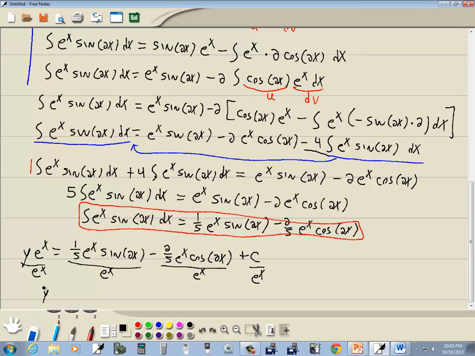Then our answer is going to be y is equal to, those e to the x's cancel. So we've got 1/5 sine 2x minus, those e to the x's cancel, and we got 2/5 cosine 2x plus c e to the negative x. I take that and move it and put it up on top. And assuming no basic math error anywhere in that problem, that would be our answer.